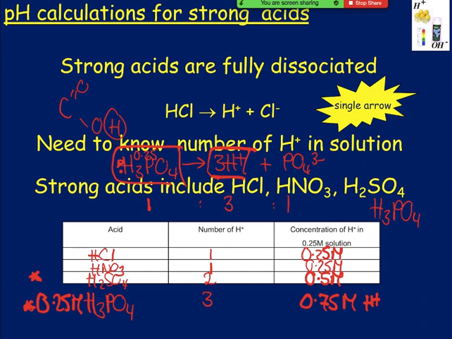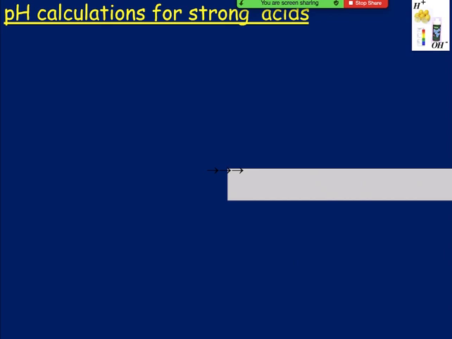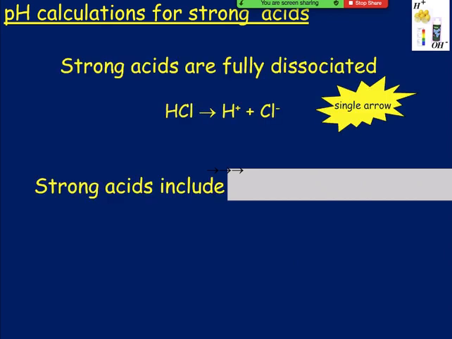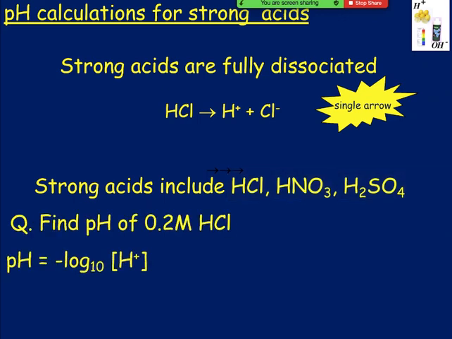I think you can move on now. Okay, everyone else happy? Okay, so we have this part in our single arrow. Why is this twice? So we want to find the pH of 0.2 molar HCl.